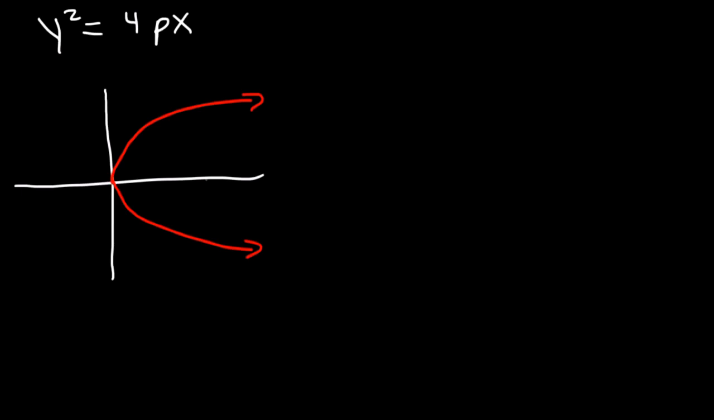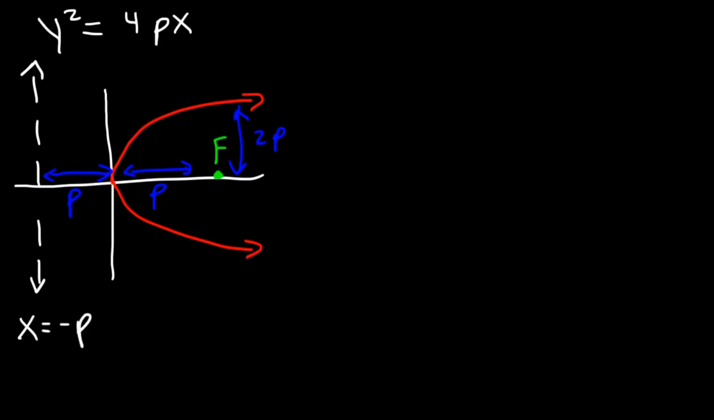The focus is p units away from the center. So this is equal to p. And this part is equal to 2p. Now granted, my graph is not drawn to scale, but this is what it is. Now if you go p units to the other side, you're going to get the directrix. Since it's a vertical line, it's x equals negative p if the graph is centered at the origin. The focus has the coordinates p, 0.